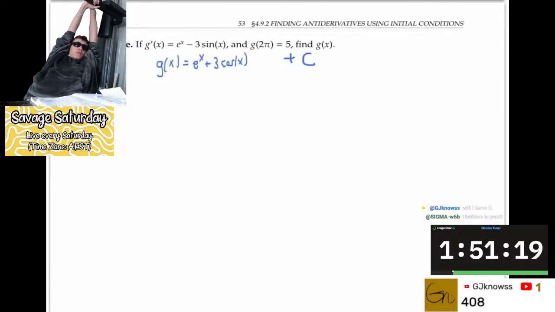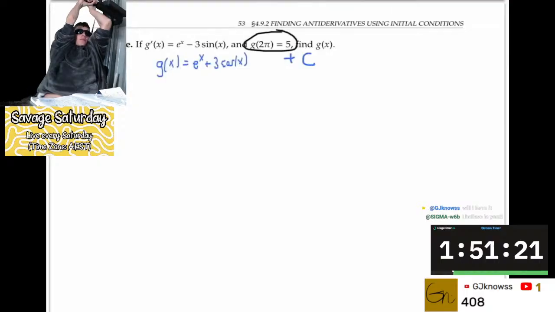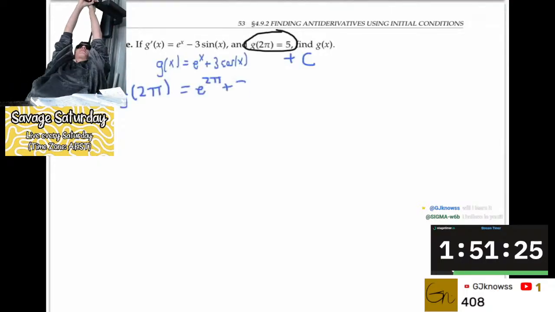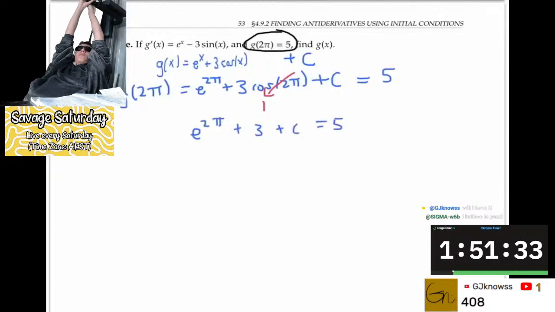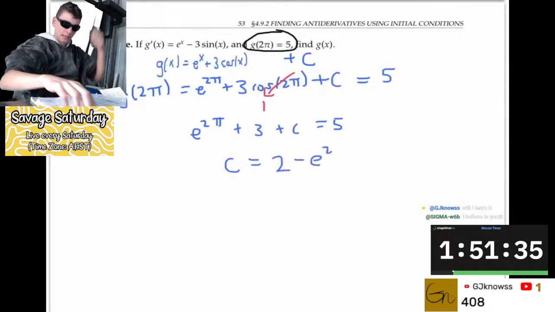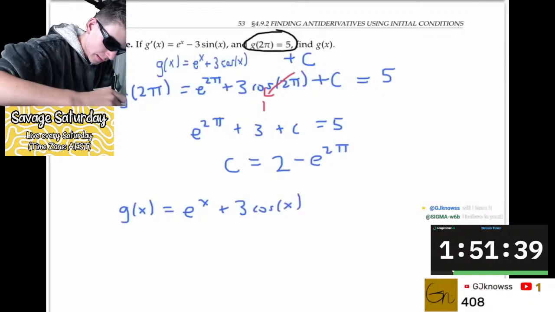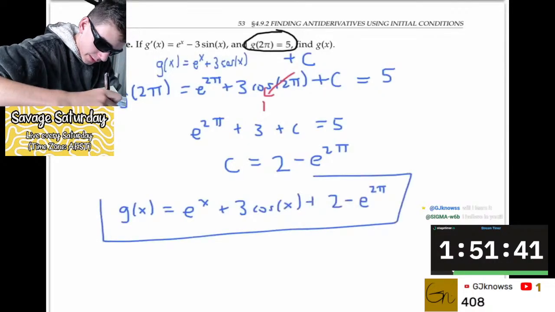Now I need to find the value of the constant c that makes this initial condition come true. If I plug in 2 pi for x, I get e to the 2 pi plus 3 times cosine of 2 pi plus c, and that needs to equal 5. Since cosine of 2 pi is 1, I have that e to the 2 pi plus 3 plus c equals 5, and so c is equal to 2 minus e to the 2 pi. So my function g of x is equal to e to the x plus 3 cosine x plus 2 minus e to the 2 pi.